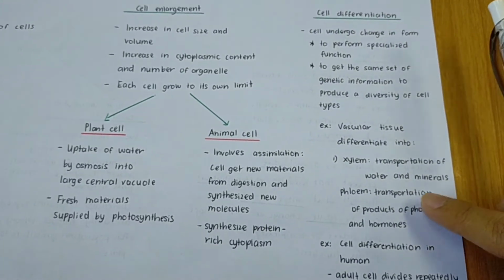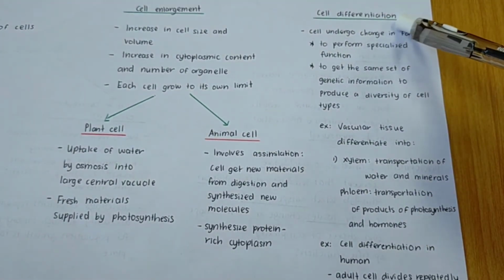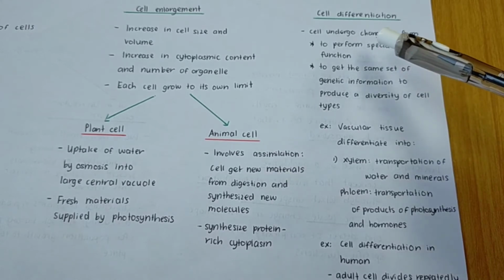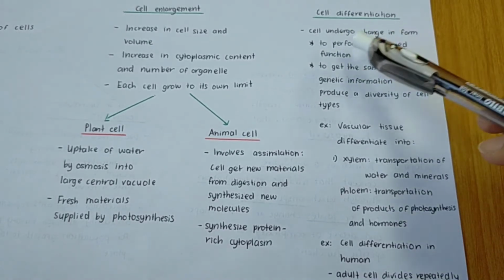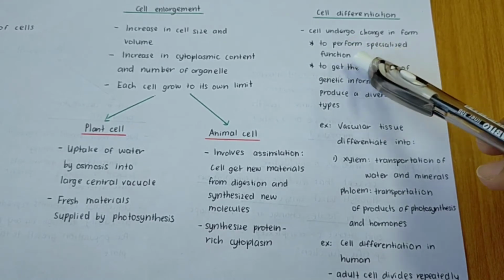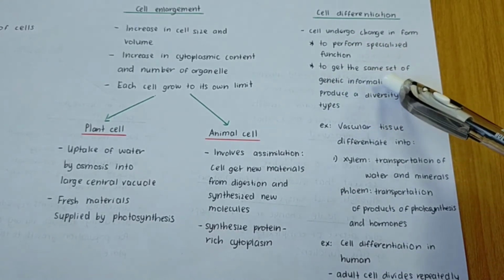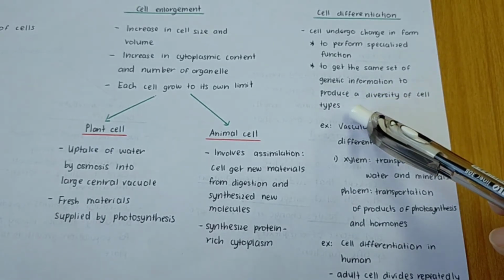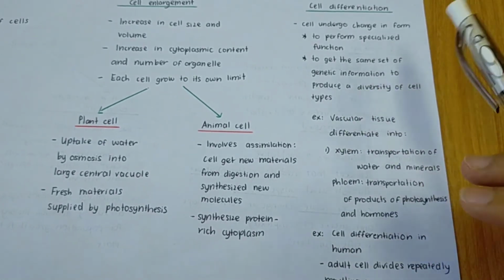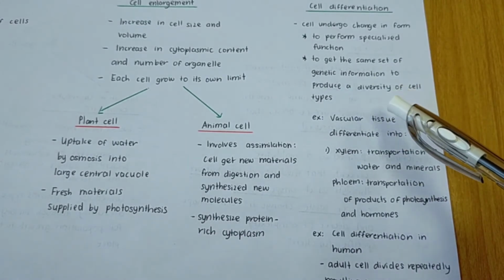Alright, so another one, cell differentiation. Okay, so what is cell differentiation? Cell will undergo change in form. Why? To perform specialized function. Another one, to get the same set of genetic information to produce a diversity of cell type. Okay, so for the example, apa yang kita katakan sebagai cell differentiation?